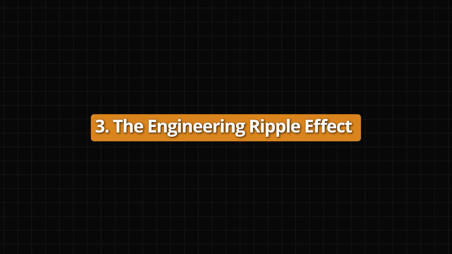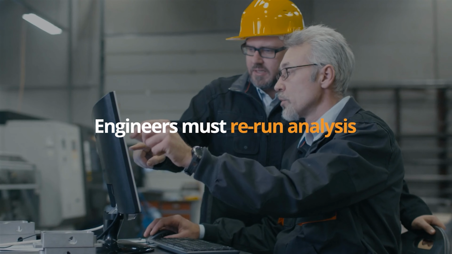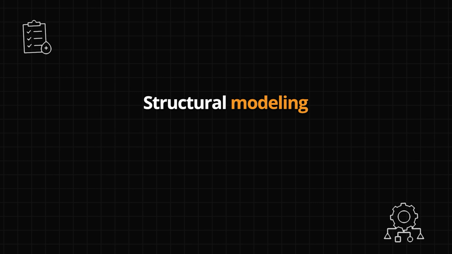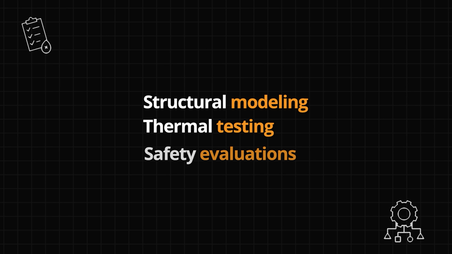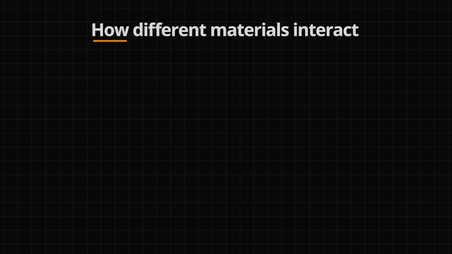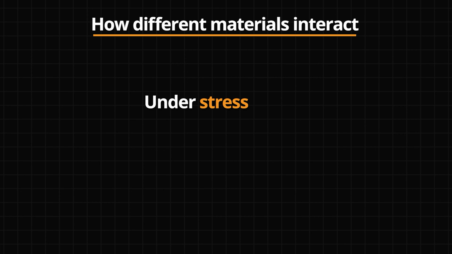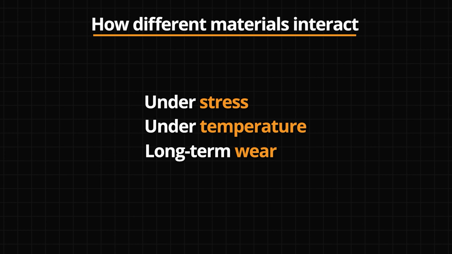Point 3. The engineering ripple effect. Engineering changes also trigger internal consequences. When you modify a design, engineers must rerun analysis, structural modeling, thermal testing, safety evaluations, not just for the part you changed, for every connected component. Material changes create another layer. Engineers must analyze how different materials interact under stress, under temperature, under long-term wear. Dimensional changes affect fit between components. Now you need tolerance analysis across the entire assembly.